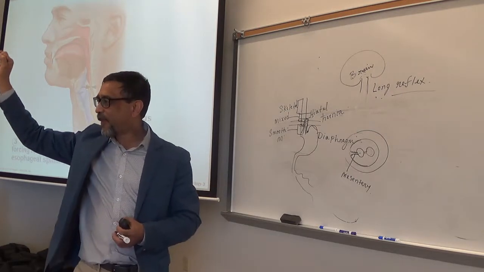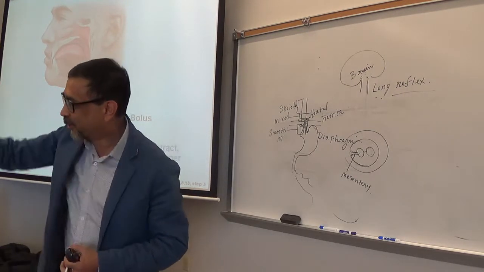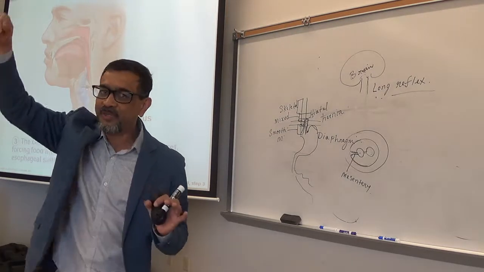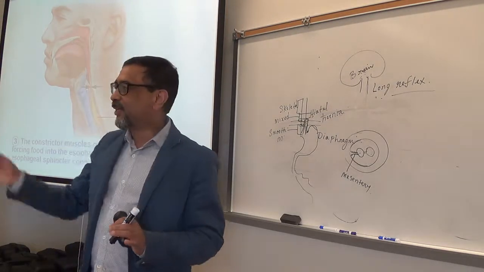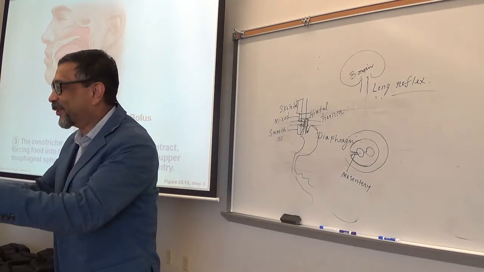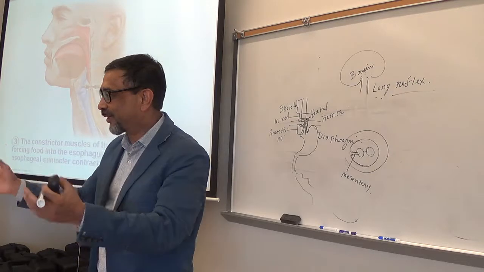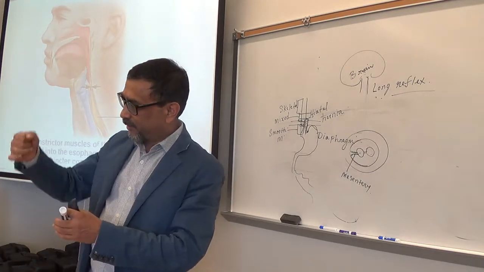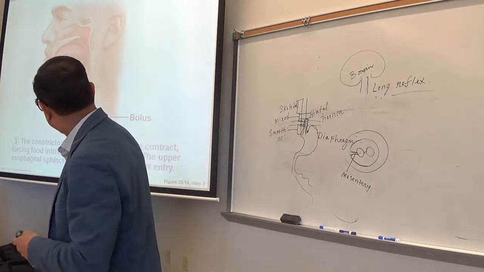Why? So food will only go downwards, right? That's the goal, remember. The goal is what? The food bolus goes only downwards. If that remains open, then the food bolus can come out again into the mouth. You don't want it. So it will let the food bolus get in, but not out.